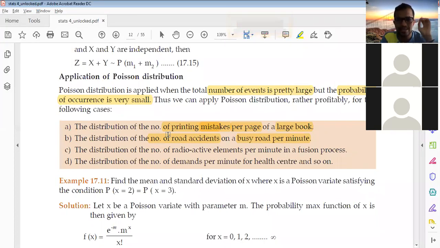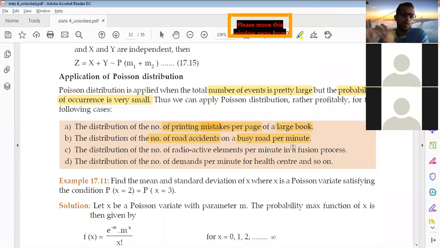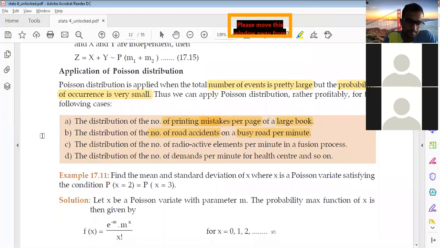We always looked at mistakes. See, printing mistakes per page in a large book, road accidents on a busy road per minute, number of active elements per minute in the largest fusion process. So we break down into small intervals, for a large data set.